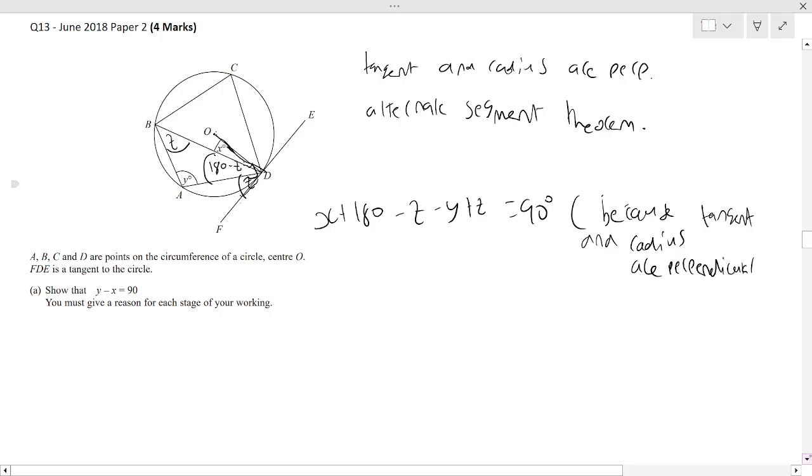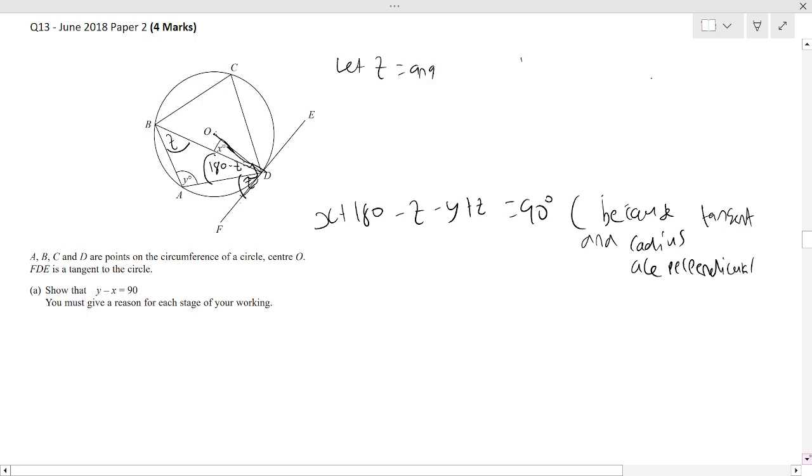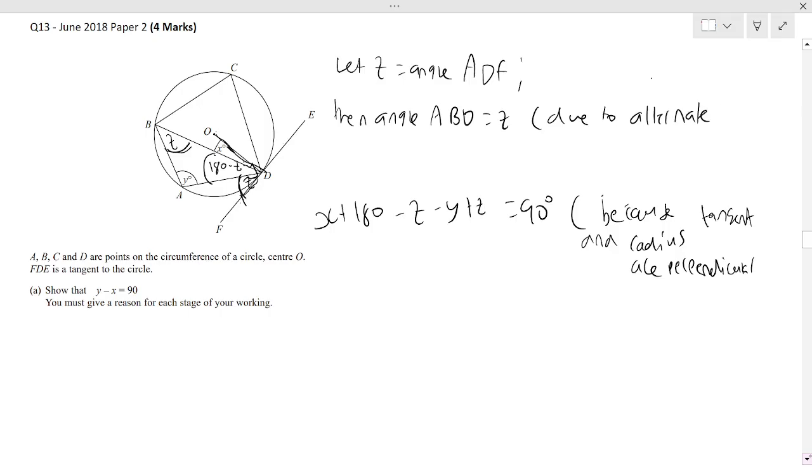But also we need to go back a bit because we did some work before. So if we say let Z equal angle, we said Z was angle ADF. Hopefully you can see that here. This angle Z. Then this angle here in the triangle ABD is also equal to Z, and that's due to the alternate segment theorem, right? If you remember what we just discussed.